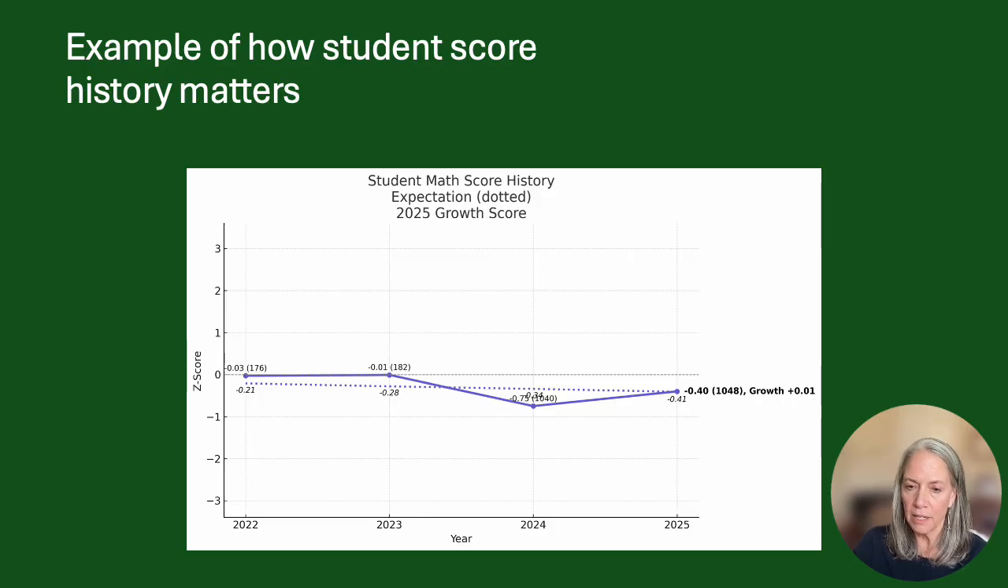We want it to be based on as much data as we can so that we're actually fairly expecting a certain performance from that student. And that's what's illustrated here. You can see the student was kind of flat and then all of a sudden dropped. So their expectation, while not all the way up, it did not go down as you might have expected if we hadn't used this type of model.